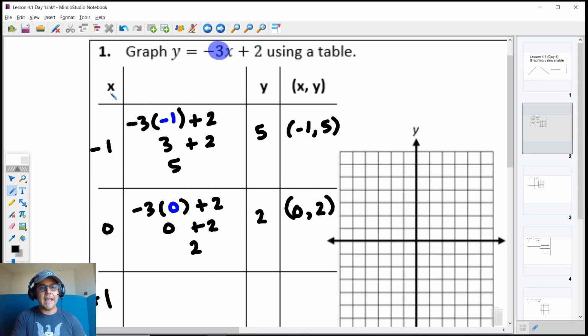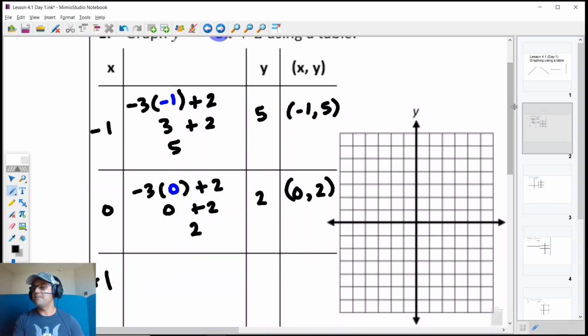So if you notice, the x's are going to be increasing by 1. My y's, 5 decreases to 2 by subtracting 3. So if I were to keep that pattern, I would have to subtract 3 again. And that's one of the reasons that we went over those patterns back in the chapter 6 information.